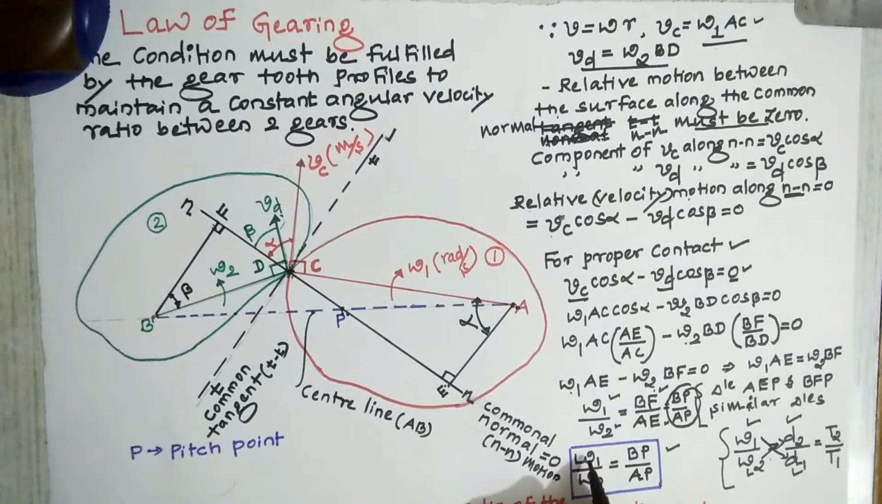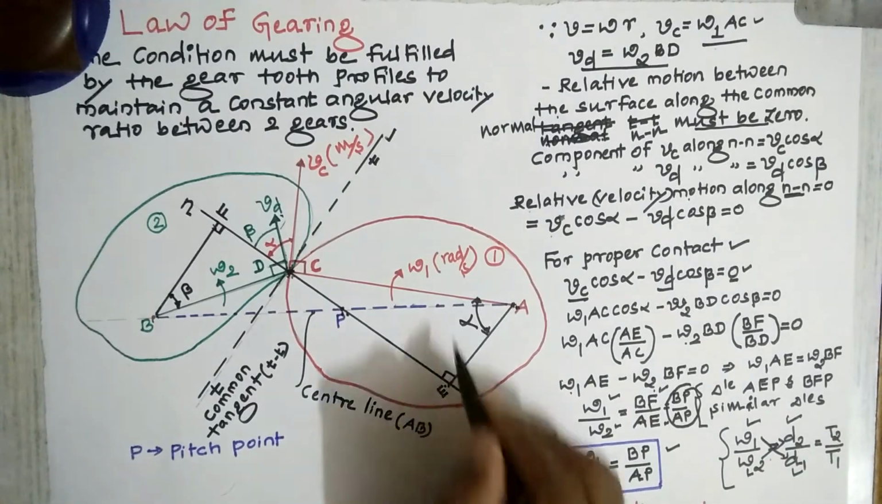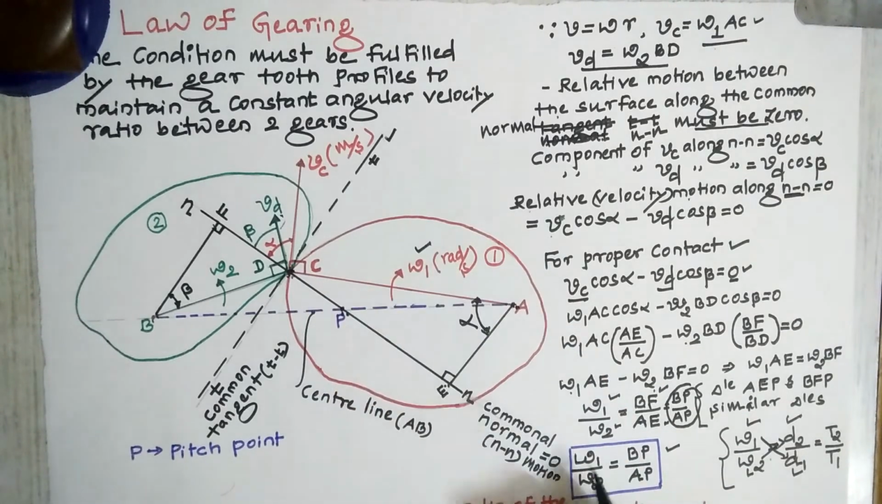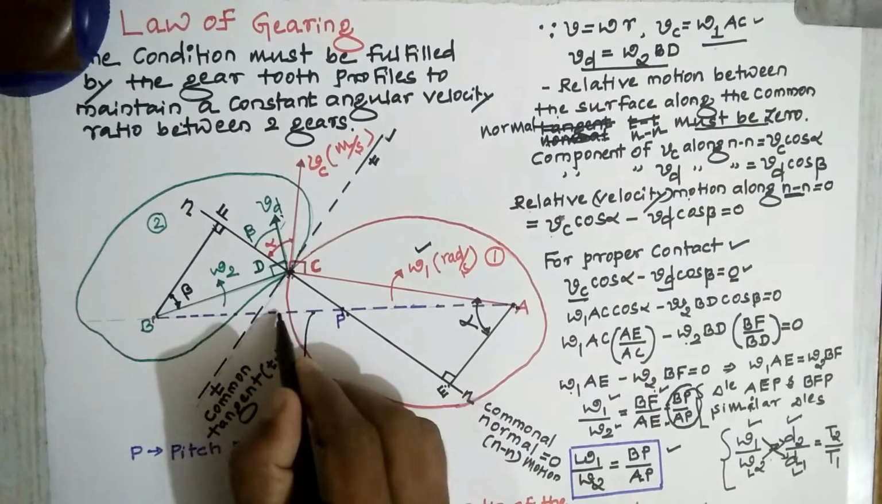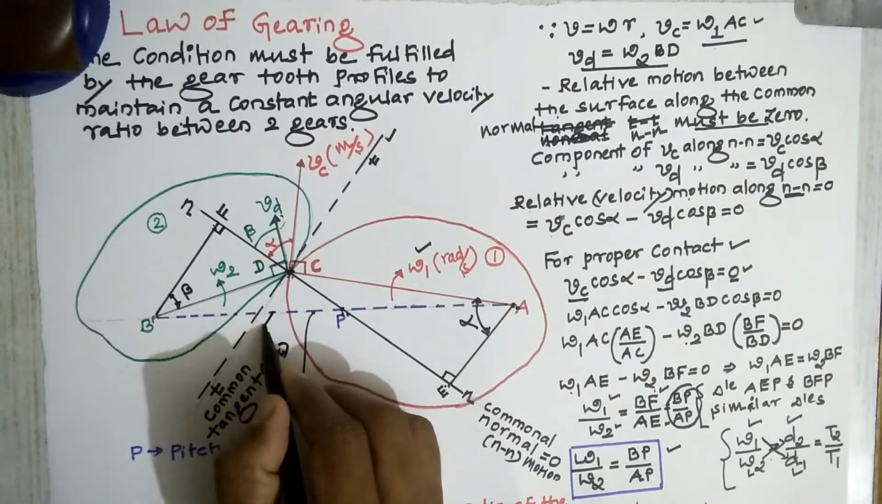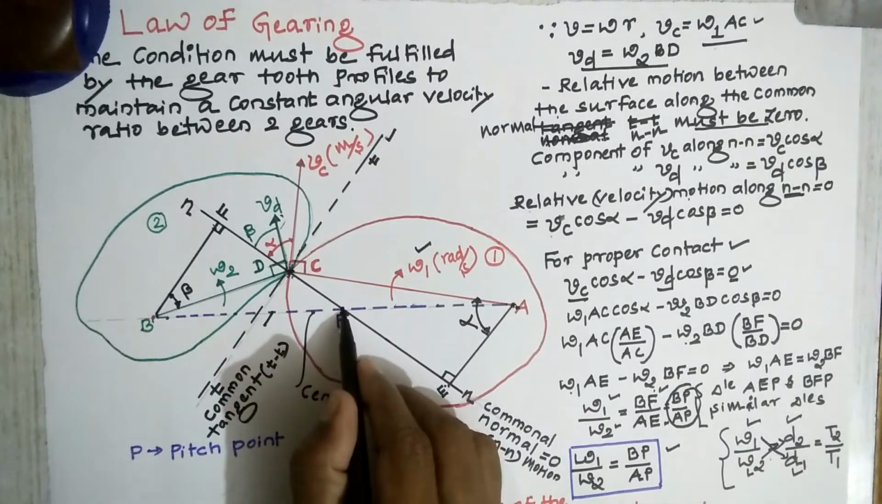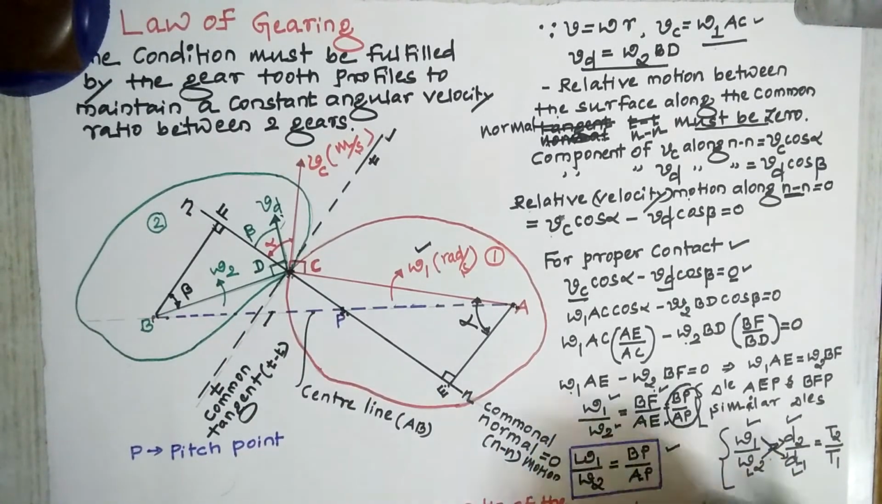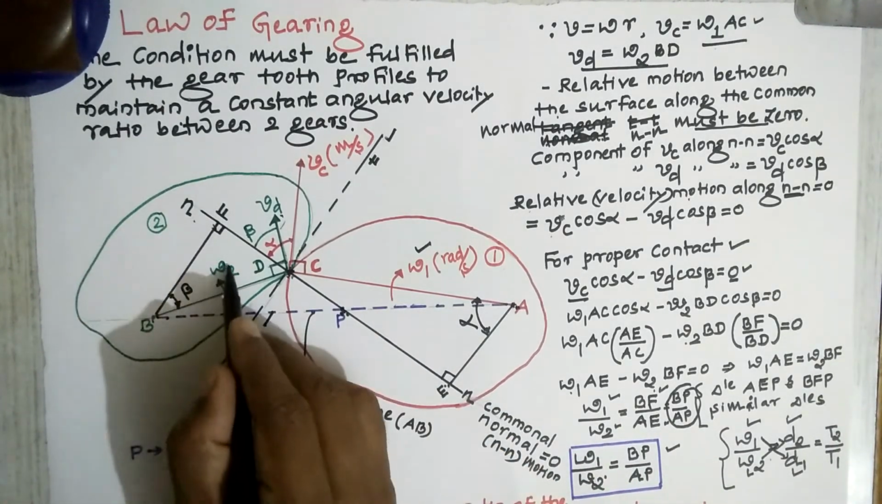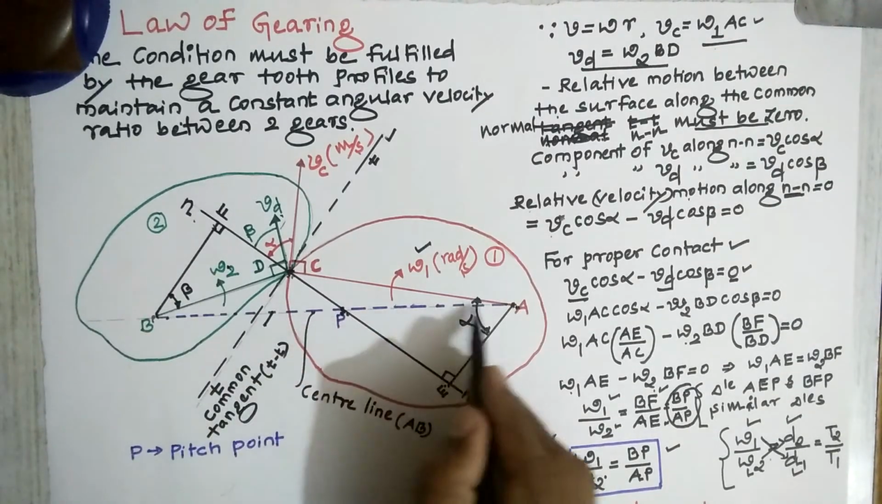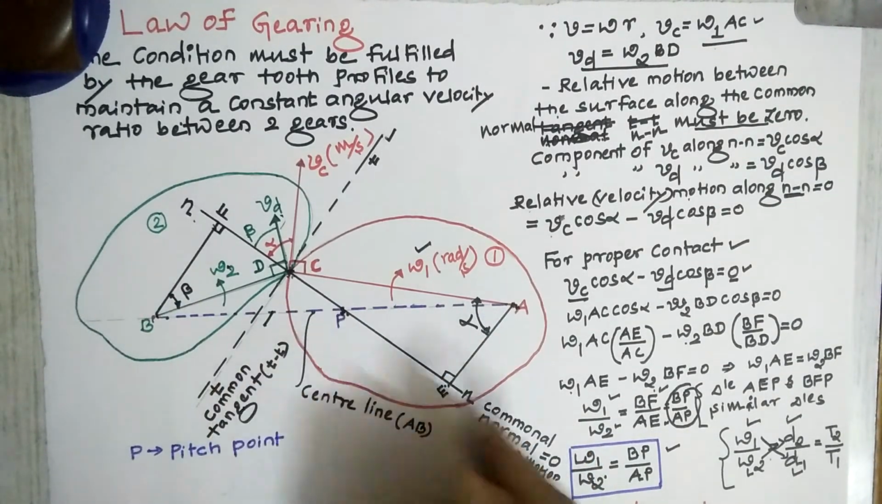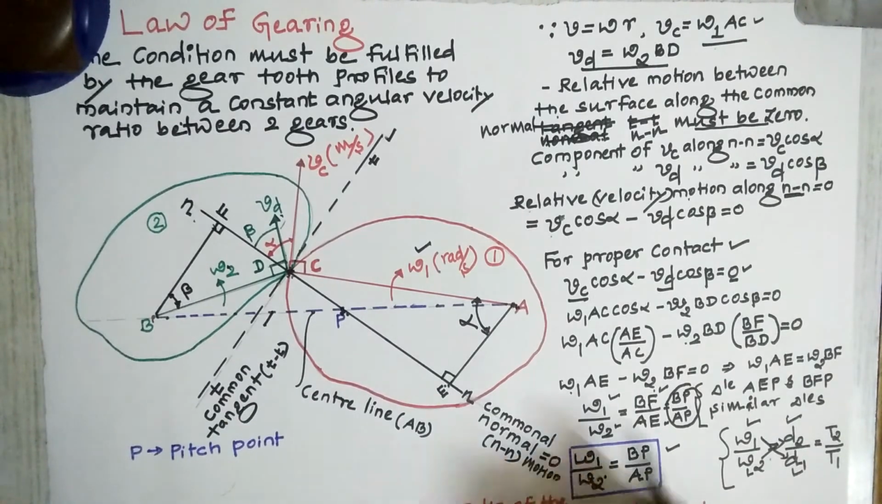Finally, I will consider this formula: omega 1 by omega 2. The speed of omega 1 equals BP. What is BP? BP is the radius of the other circle, the second gear. BP is the radius, a reciprocal, look at this one. Then omega 2 is this one. What is the radius? AP. The reciprocal is the opposite of that one.